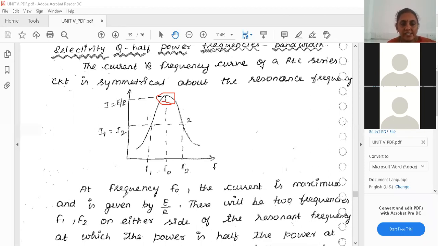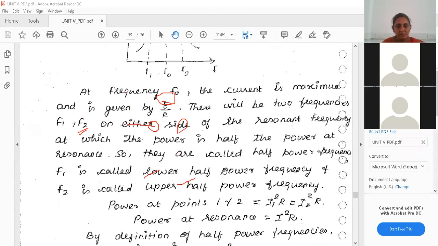Now, let us assume two frequencies which are going to have half the power as that of the original power. And we call that half power frequencies. So we consider two half power frequencies, F1 and F2. The current at F1 is going to be I1 and the current at F2 is going to be I2. Both are of course equal, and we equate it to a single point, I1 is equal to I2. Now with this we are going to derive an expression.